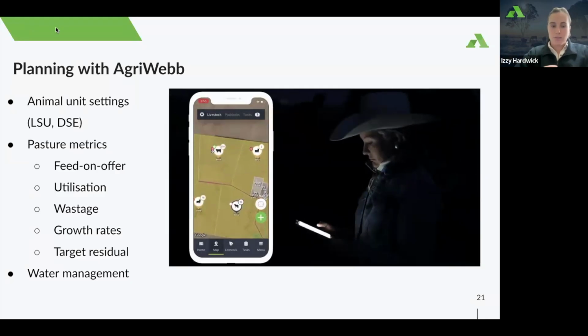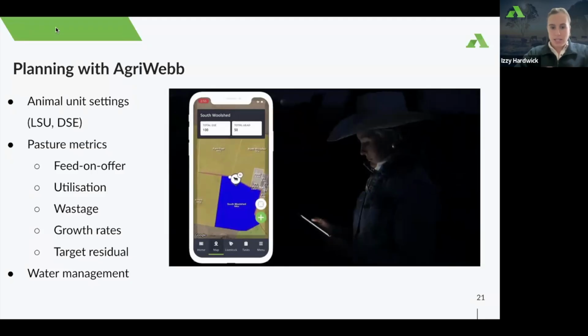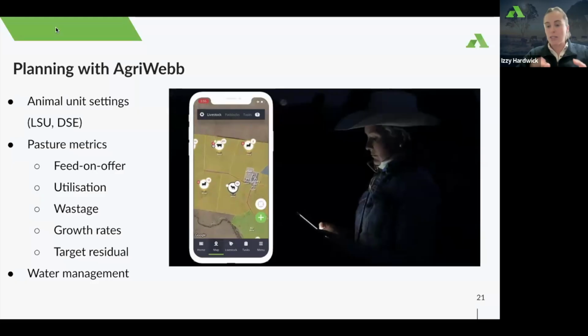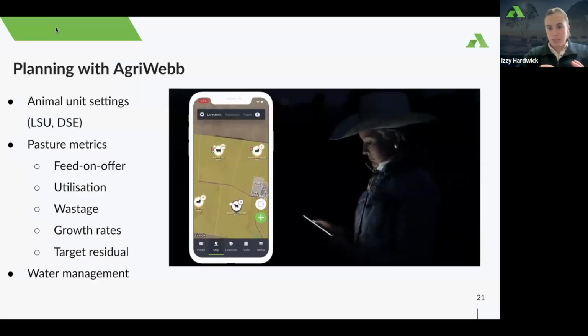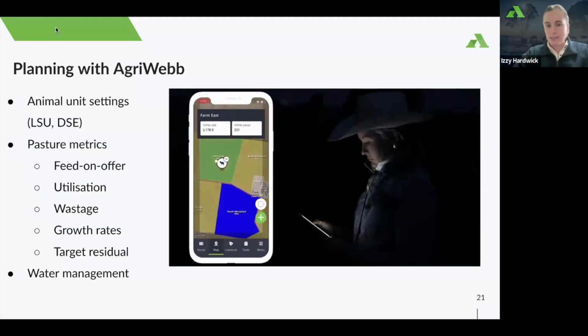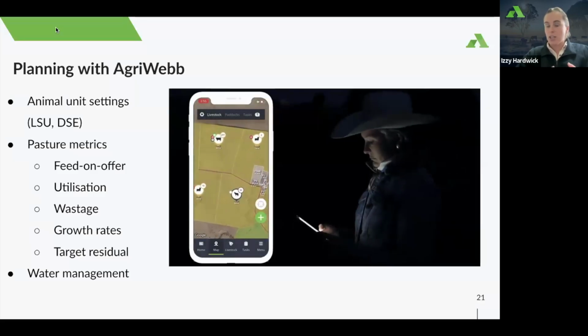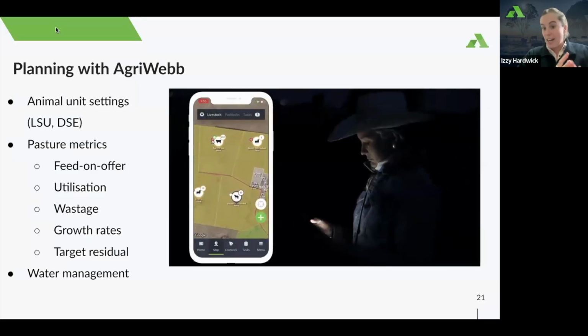One of the things we're finding people can get a better insight from is updating that DSE and LSU number. At the moment, the DSE in the mob system on AgriWebb, for example, is calculated based on the MLA average, not the live weight or the production status of your animal.